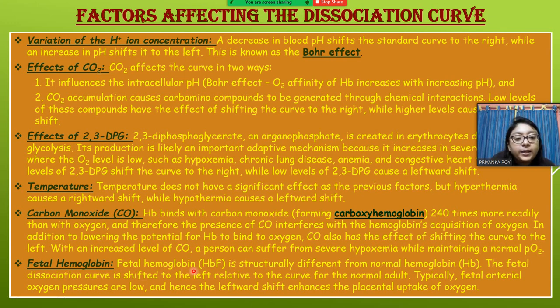And fetal hemoglobin, like I already mentioned, that fetal arterial oxygen pressures are quite low. Therefore, the leftward shift, or the increased affinity of hemoglobin for oxygen, will enhance the uptake of oxygen in the fetus. It will facilitate its normal activities. So the fetal dissociation curve is shifted to the left relative to the normal adult curve.